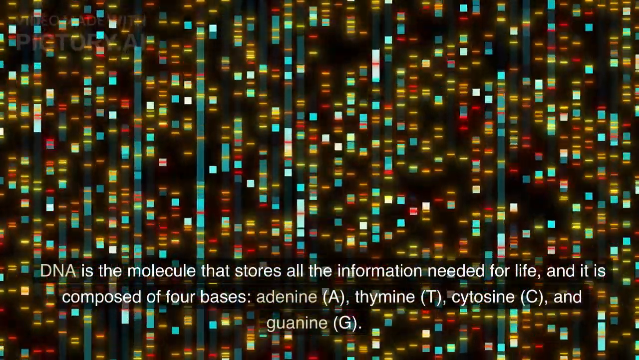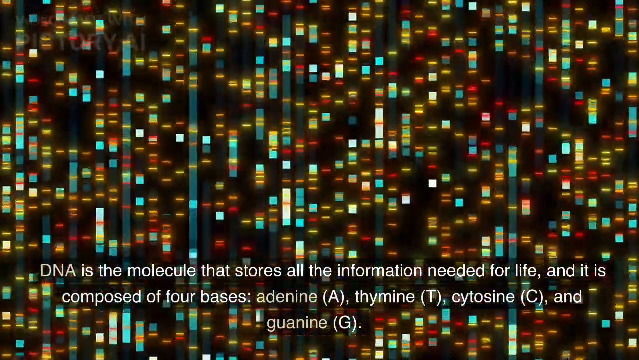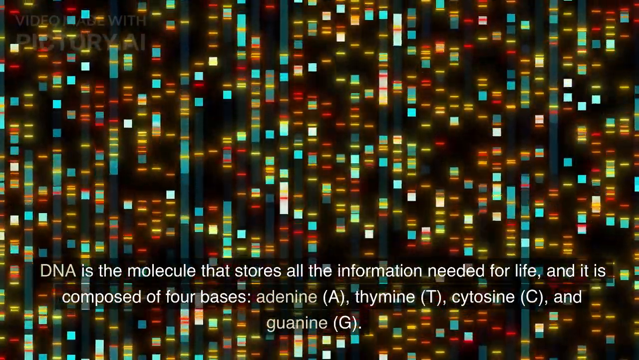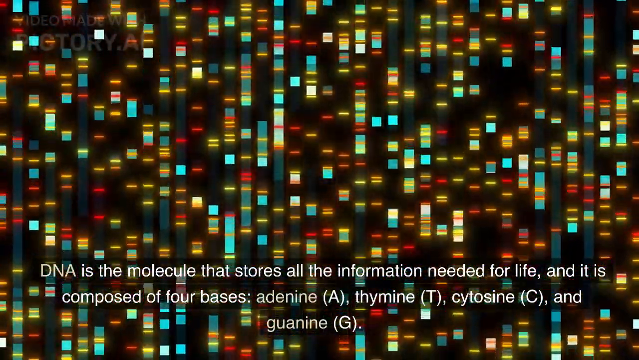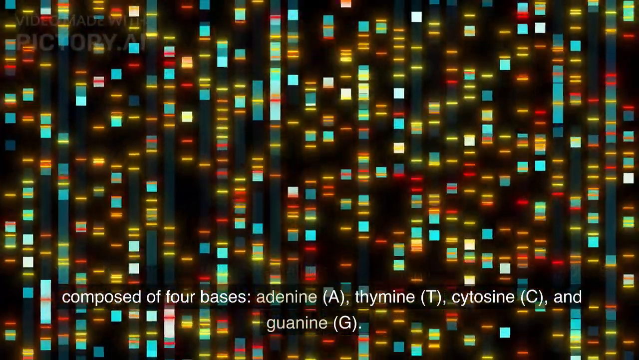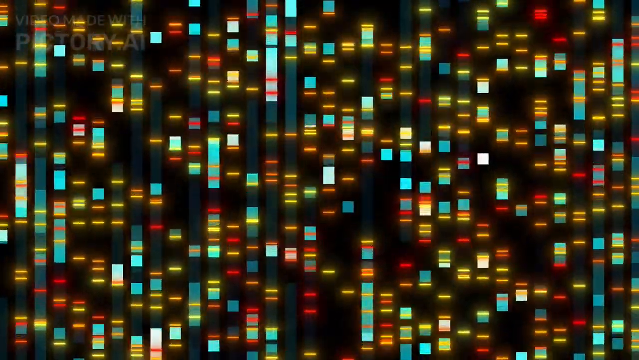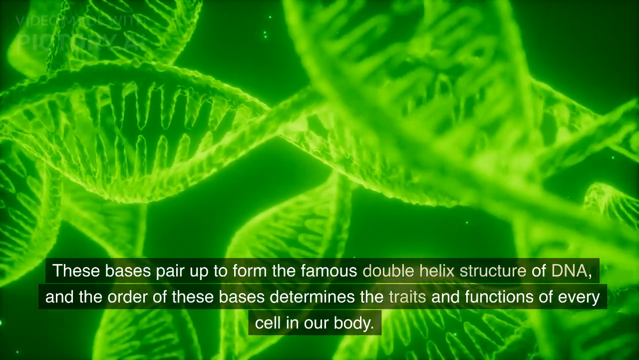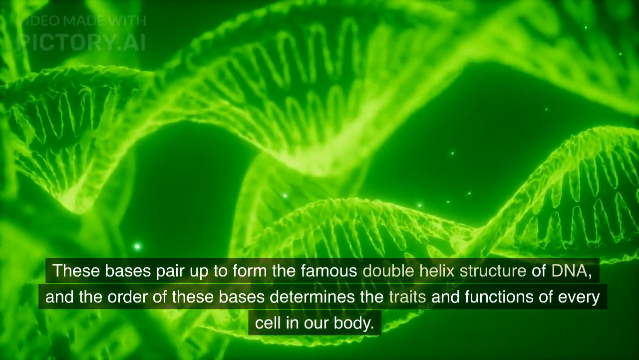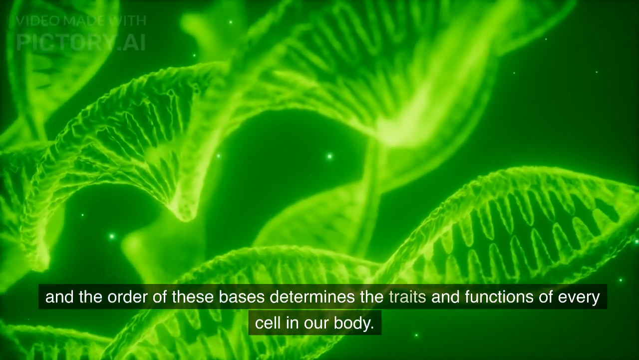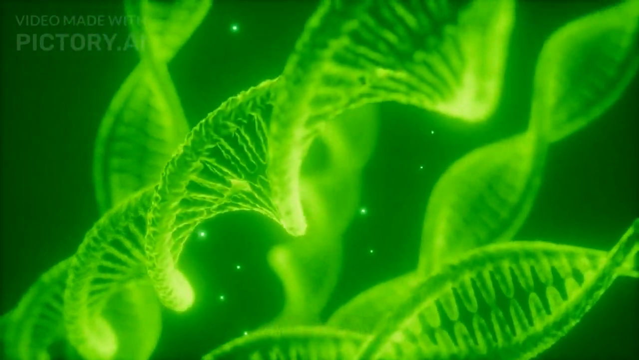DNA is the molecule that stores all the information needed for life, and it is composed of 4 bases: adenine, A, thymine, T, cytosine, C, and guanine, G. These bases pair up to form the famous double helix structure of DNA, and the order of these bases determines the traits and functions of every cell in our body.